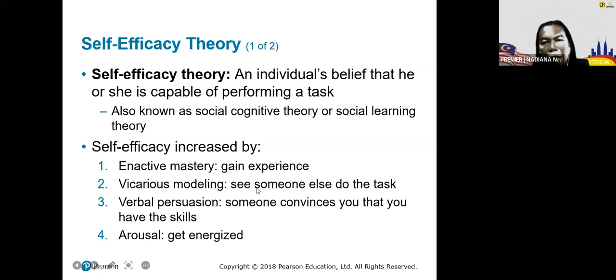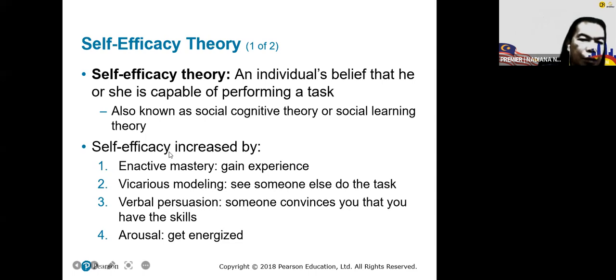Vicarious modeling: see someone else do the task. That is in terms of the workstation, where people guide them there, then ask people to do something. For example, coaching. Someone else does the task, they see and they do. Number three, verbal persuasion. Someone convinces you that you have the skill. Persuasion, communication. Number four, arousal, getting energized.